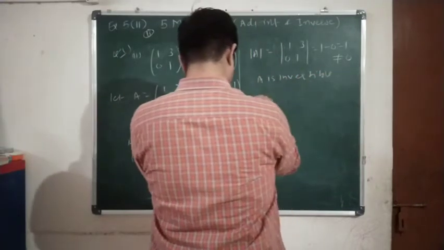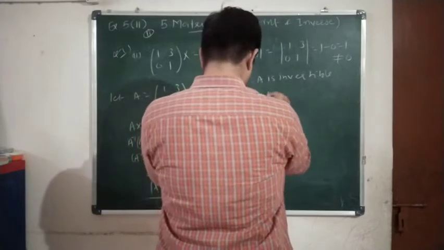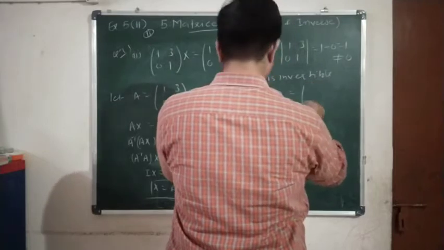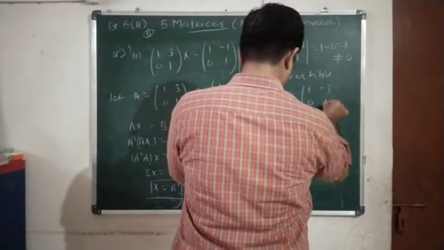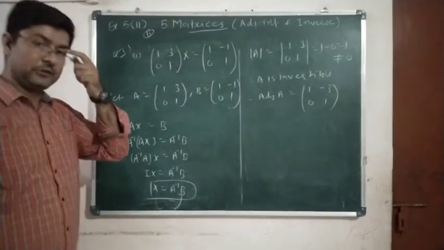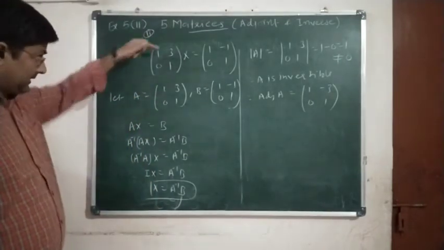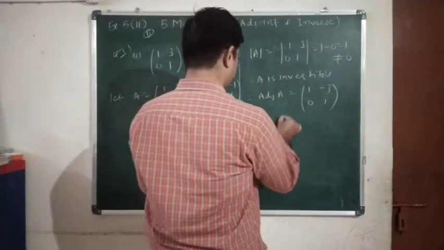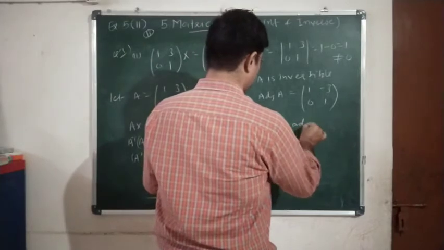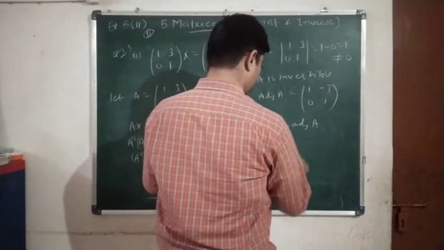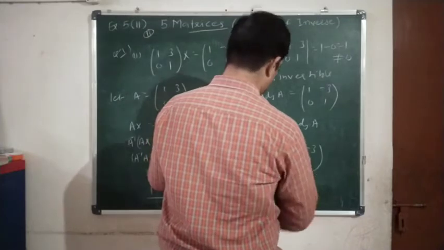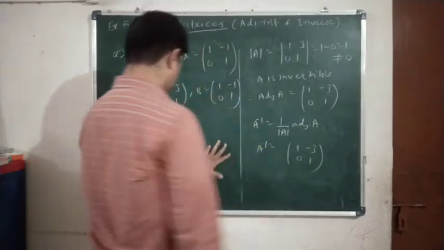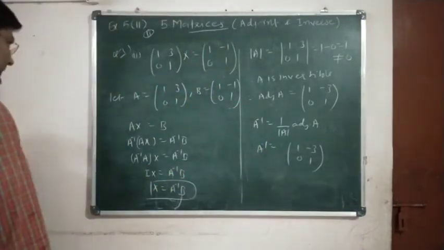invertible and therefore, okay, now adjoint of A is a 2 by 2 matrix, so we can directly write down the adjoint, yes or no, by interchanging the diagonal elements and changing the signs of the off-diagonal elements. So we got adjoint of A. Now let us find out A inverse: 1 upon determinant of A into adjoint of A is equal to 1 minus 3, 0, 1. Okay, this is A inverse. Now we will multiply A inverse into B in order to get X.